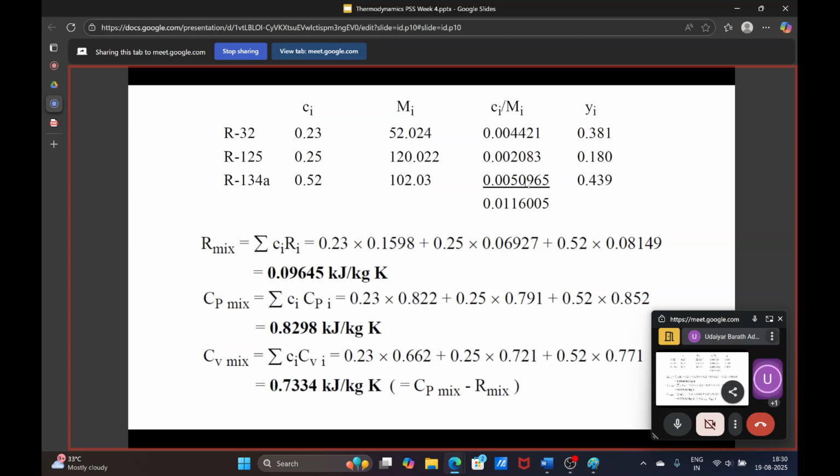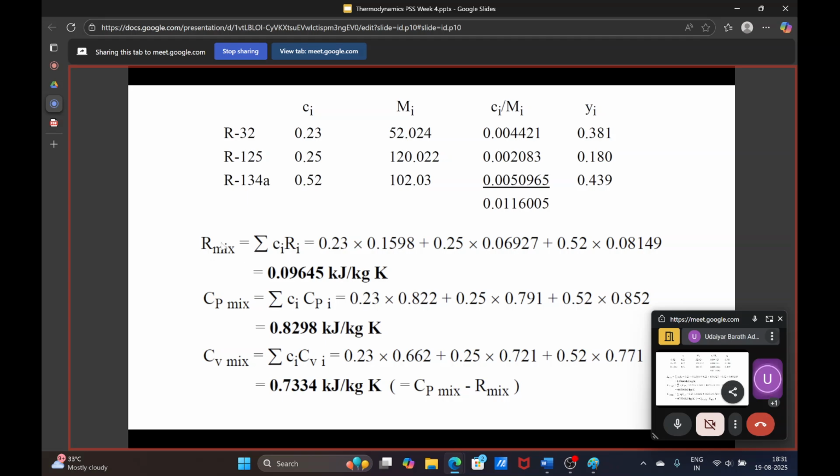We know the total moles and the individual moles, so we can find the mole fractions, which is nothing but the individual mole divided by the total mole. That gives 0.381 as the mole fraction for R32. 0.00208 divided by 0.0116 is 0.18 for R125, and similarly for R134A it is 0.439. So these are the mole fractions. Once we know the mole fractions, now we can estimate the mixture gas constant.